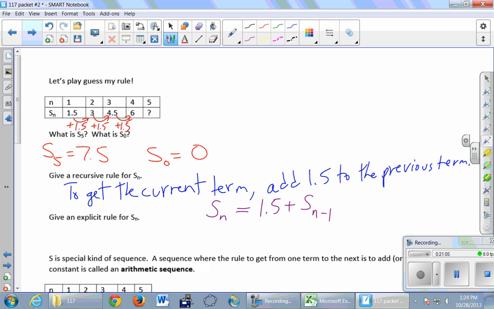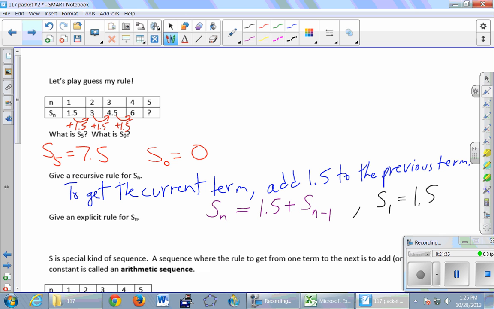Technically, we need one other piece of information. I'm going to write it over here. I'm going to say S1 equals, what is S1 looking at the table? 1.5. We need both of those pieces of information. The recursive rule tells you how to get the next number once you know the previous number. But you have to have a starting number. Like at some point, you need to have a start. And so we have to write down some starting number coupled with the recursive rule.